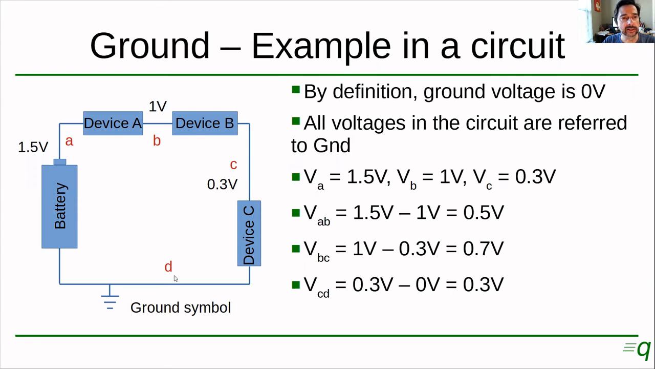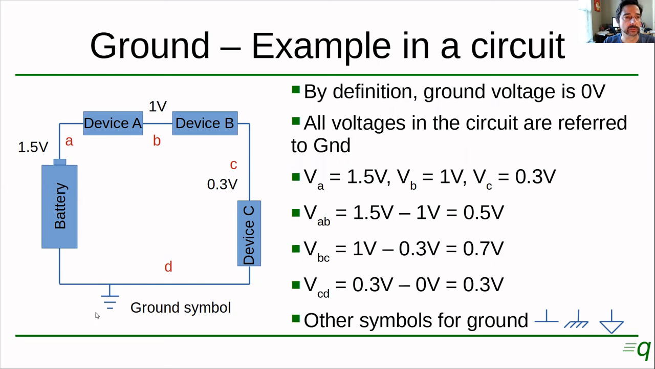And VCD, the voltage across device C, is going to be 0.3 volts, which is the voltage at point C, minus the voltage at point D, which is ground, so the voltage at point D is 0. So VCD is going to be 0.3 volts. Now, this is not the only symbol that you're going to see for ground. There are other symbols that are commonly used to signal ground. So this one and this one are other symbols that you may see to symbolize ground.